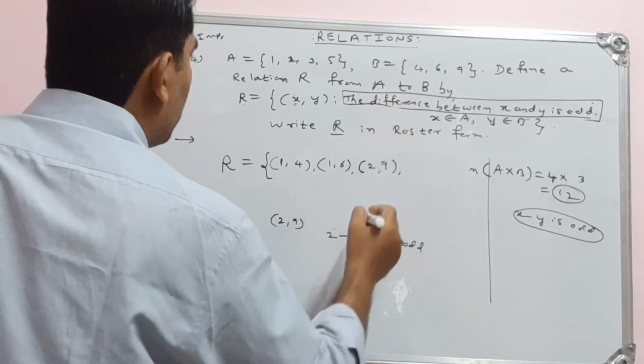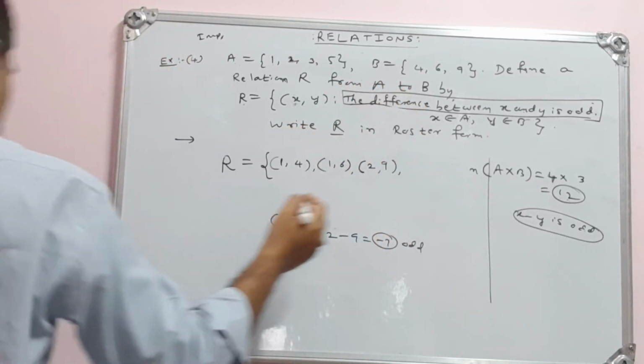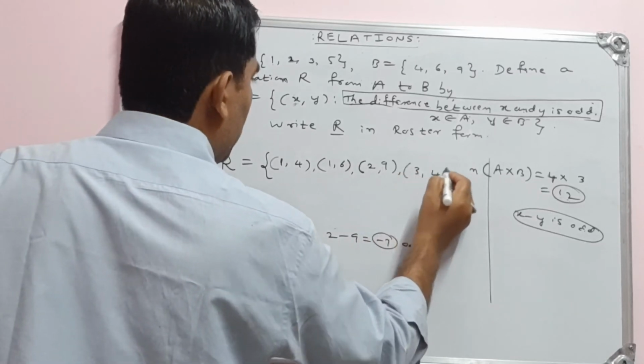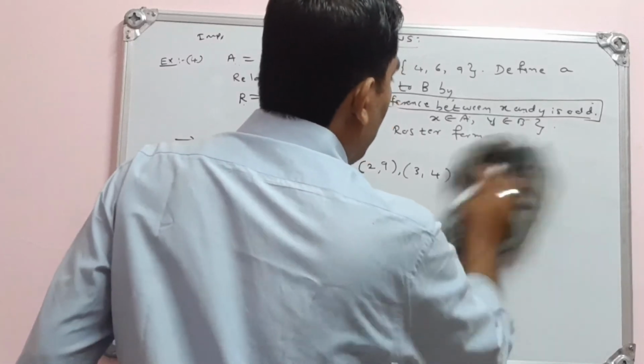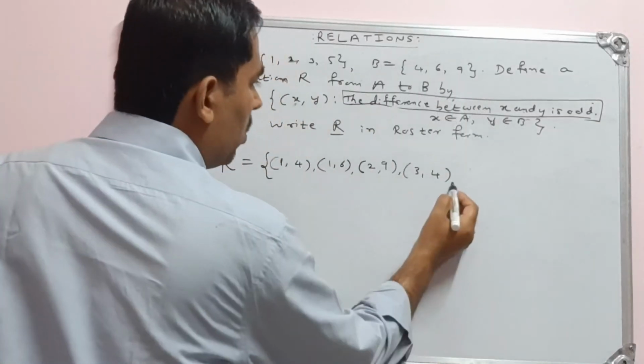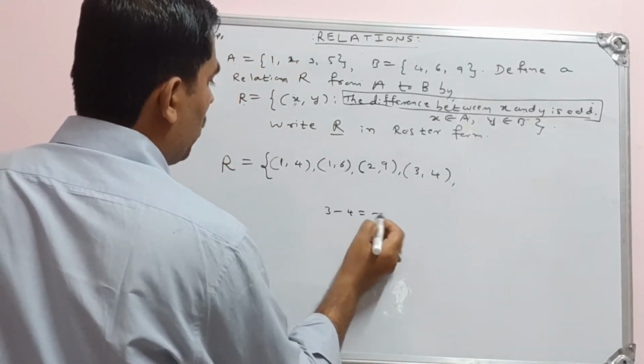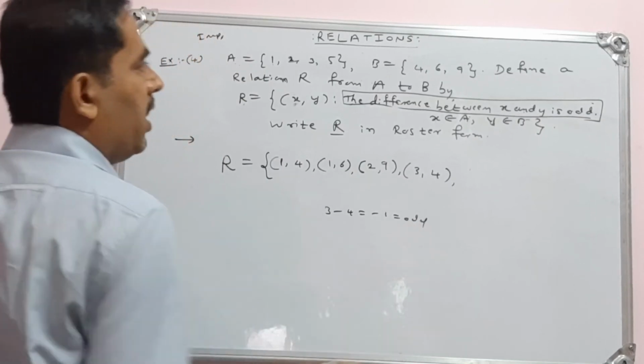Then you start from 3. Then I can write 3 4. See, 3 4 means what? 3 minus 4, that is minus 1, that will be what? Odd. So I can write 3 4.